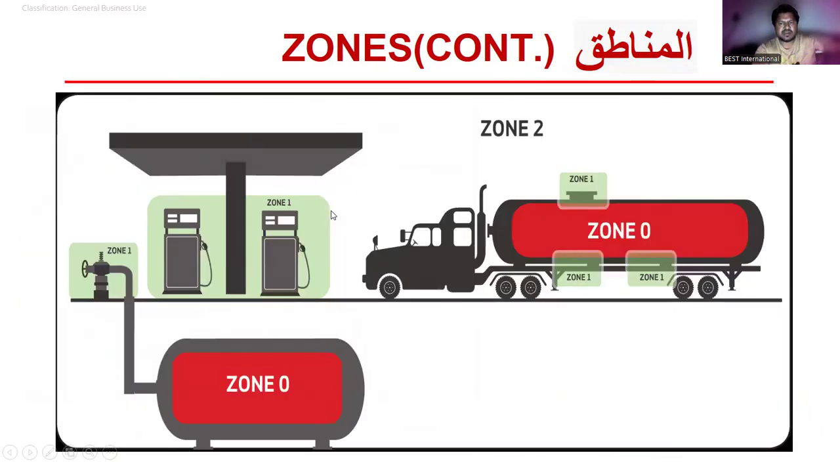Okay. Here is another example. Now I'm sure you will have a clear understanding of how we identify and classify the hazardous areas in the shape of zone 0, 1 or 2, or zone 20, 21 or 22.